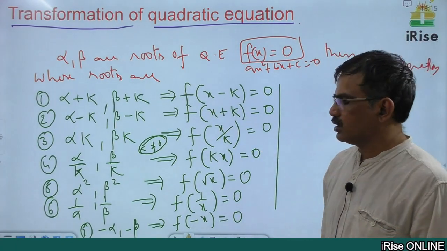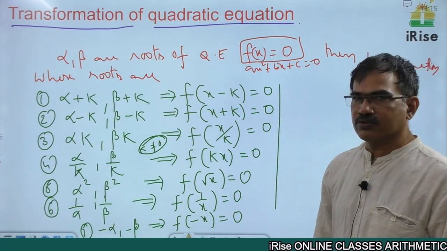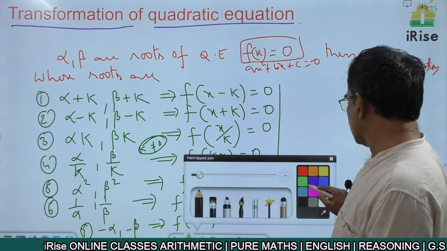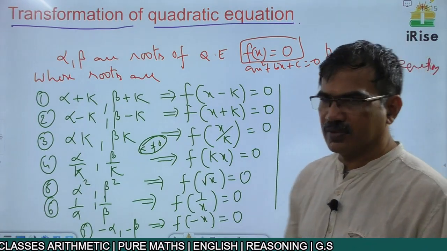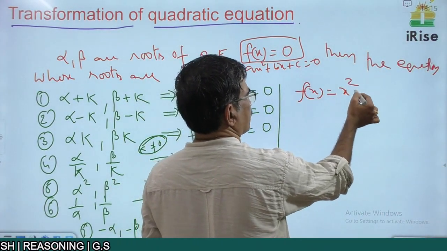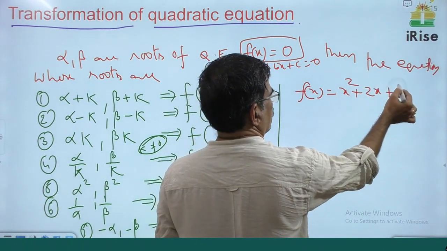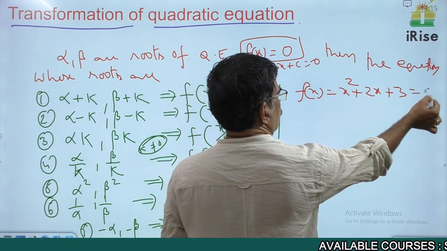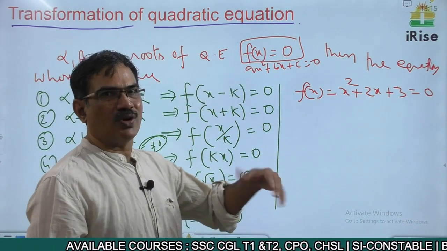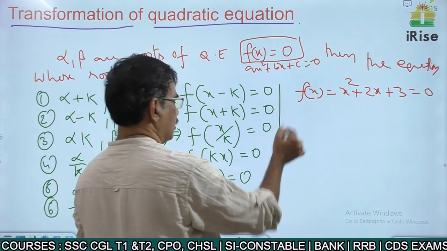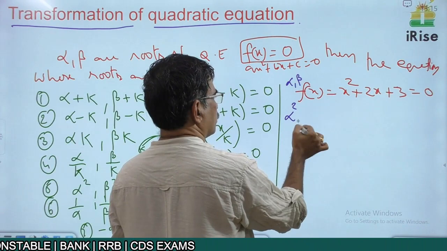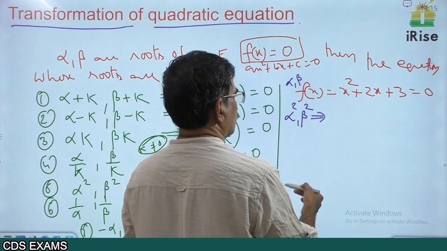So these are different transformations of equations. I want to give a simple question based on this. If there is an equation like this, f of x is equal to x square plus 2x plus 3 is equal to 0, we don't know the roots. If alpha comma beta are the roots for this, then what is the equation whose roots are alpha square comma beta square?